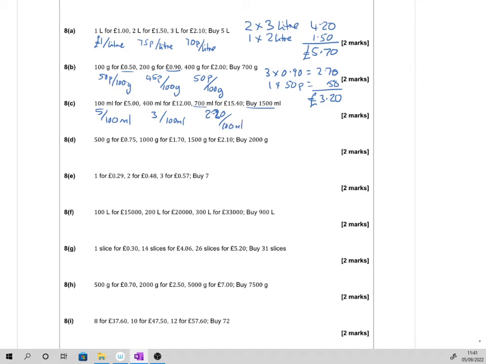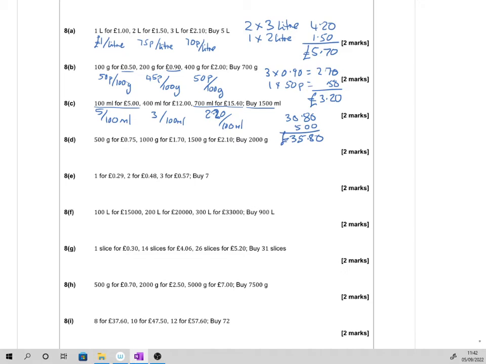Right, so the cheapest one is this. So we're going to buy 2 of these and 1 of those. So 2 of those is £30.80, and 1 of these is another £5. So that will be £35.80.